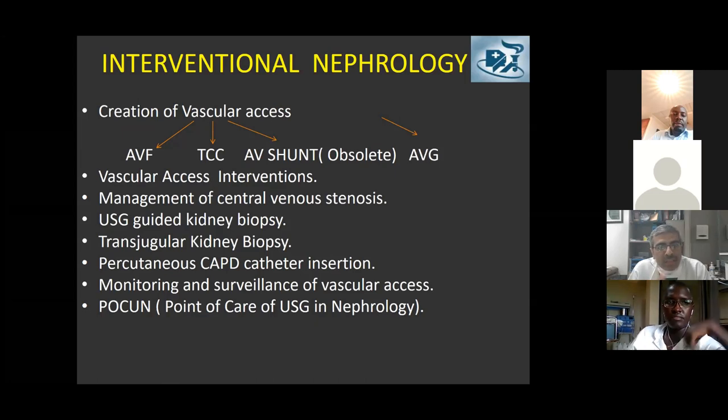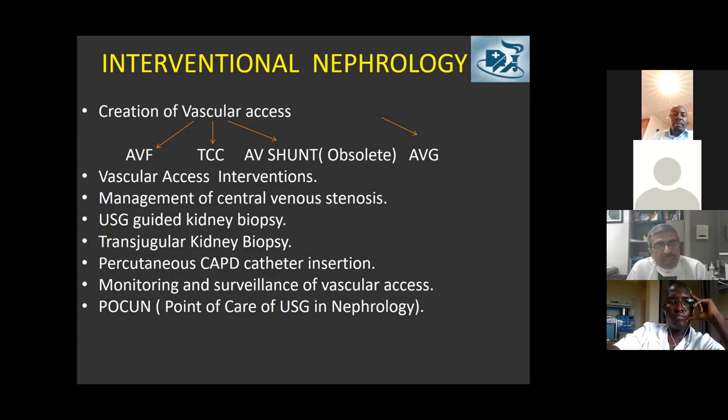So as far as the creation of vascular access is concerned, we are doing our fistulas, we are doing our tunnel dialysis catheters. We used to be doing about a decade ago AV shunts also, but they are now obsolete. And yes, there are a few cases of AV graft also, but primarily the AV grafts are being done by the vascular surgeons and not by the nephrologists.